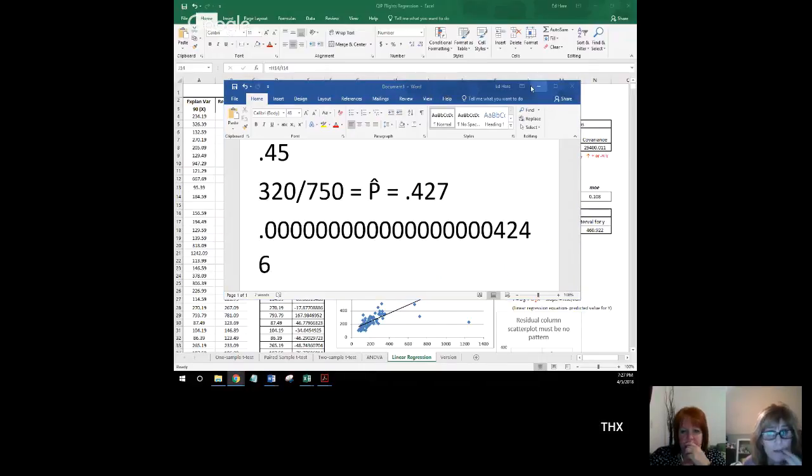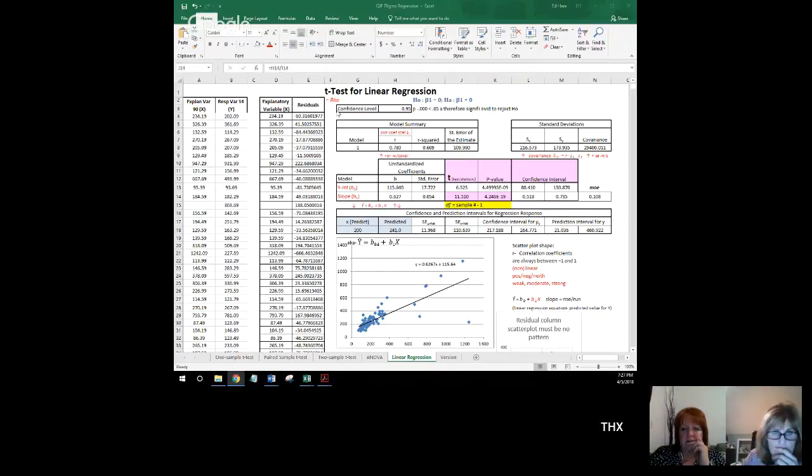But it's 0.000, round to 3 decimal places. What decision do you make based on the p-value and the level of significance, and thus, what do you conclude? Well, the p is low, reject the H0.